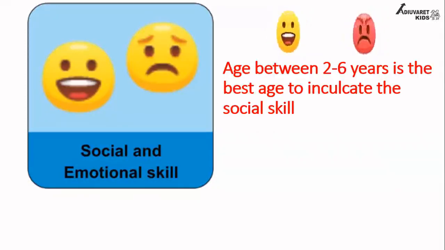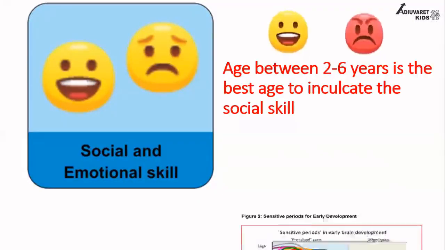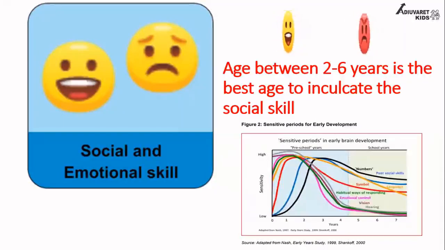Therefore, this 2 to 6 years of age is considered to be the foundation period for children to develop their social and emotional skills. This is one of the areas we talk about very often in various forums, and while we are discussing the social and emotional skills, we would like to discuss it again. This is called the sensitivity period of skill development of the child.